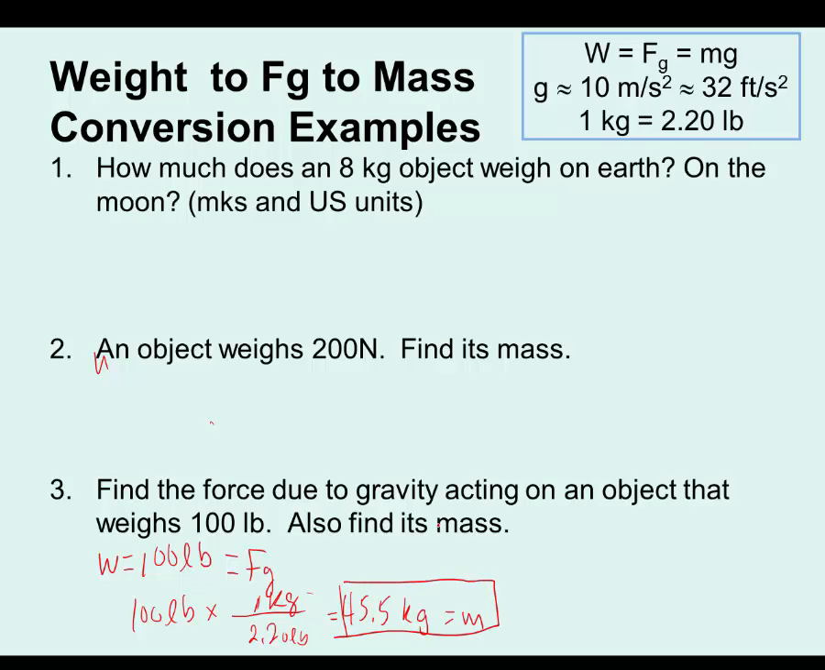Now, if we did want to find our weight in newtons, we can do that now that we have a mass. I'm just going to use weight equals force due to gravity equals mass times gravity. We can take our mass, which is 45.5 kilograms, and multiply that by our gravitational acceleration, which is about 10 meters per second squared rounded. And we're going to get about 455 newtons.